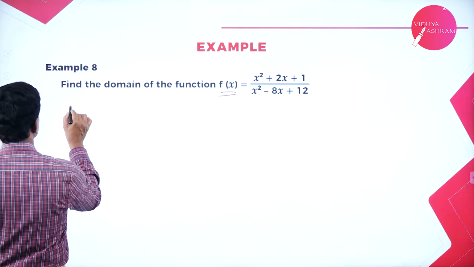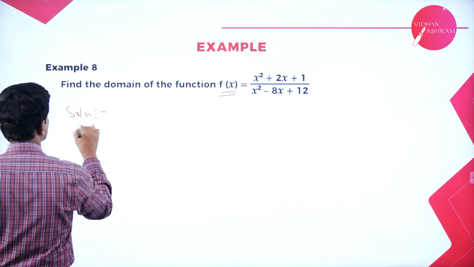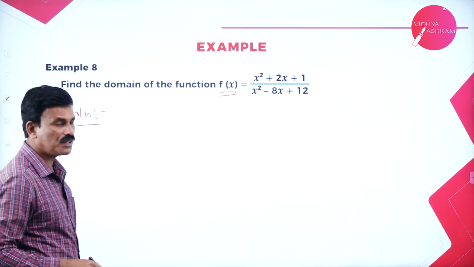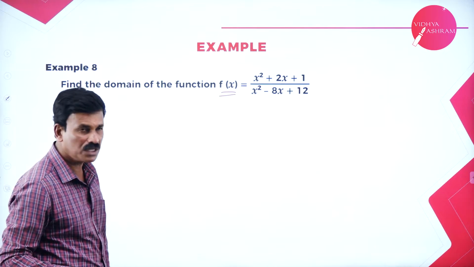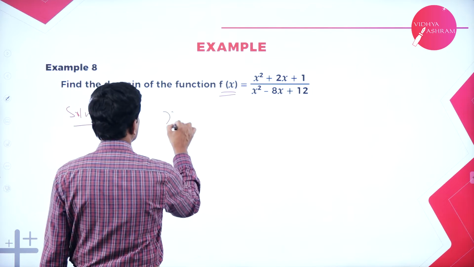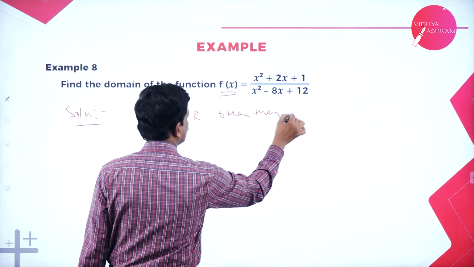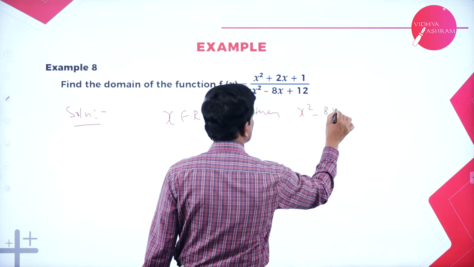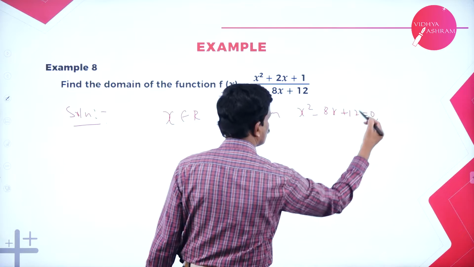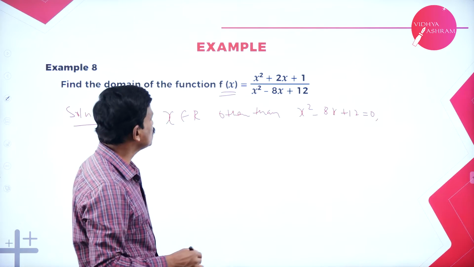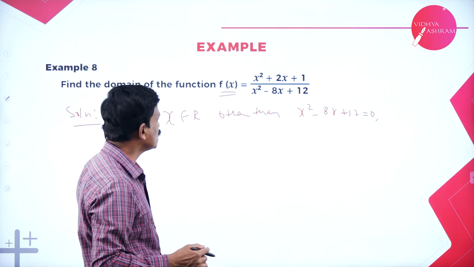So, here the domain of the function exists if and only if for all the values of x belongs to R other than x square minus 8x plus 12 is equal to 0. For all the values except where the denominator x square minus 8x plus 12 is zero.